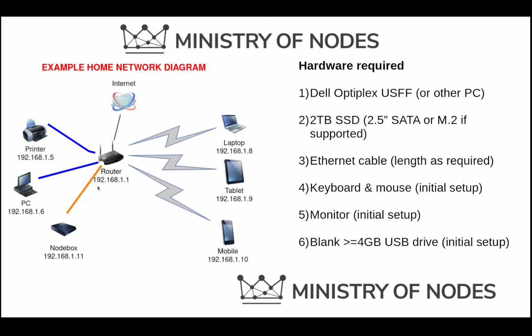And so what we will be doing is adding in the Nodebox and plugging it directly into the router. The Nodebox in this example has been assigned 192.168.1.11. So we will use our existing laptop or our existing PC, and we will remotely connect into this Nodebox. This Nodebox, generally speaking, will not have a monitor, keyboard, or mouse attached to it. It'll just be the computer itself, and it'll be on, and it will be connected via Ethernet cable.